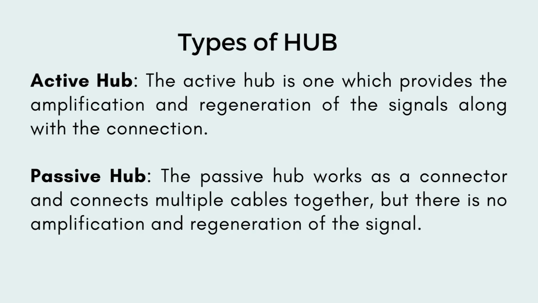Types of hub. Active hub: the active hub is one which provides the amplification and regeneration of the signals along with the connection. Passive hub: the passive hub works as a connector and connects multiple cables together, but there is no amplification and regeneration of the signal.